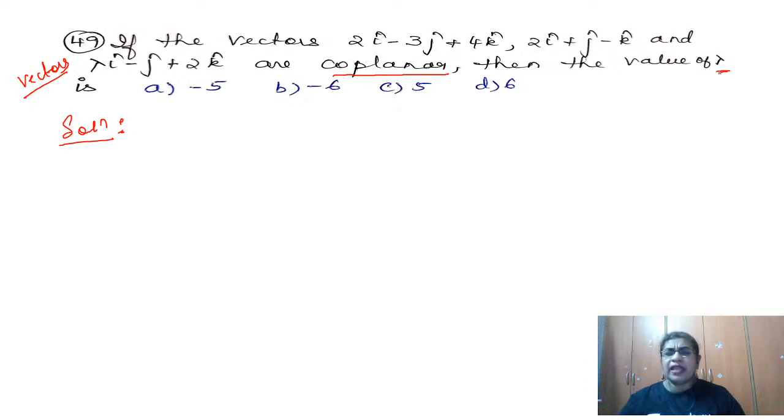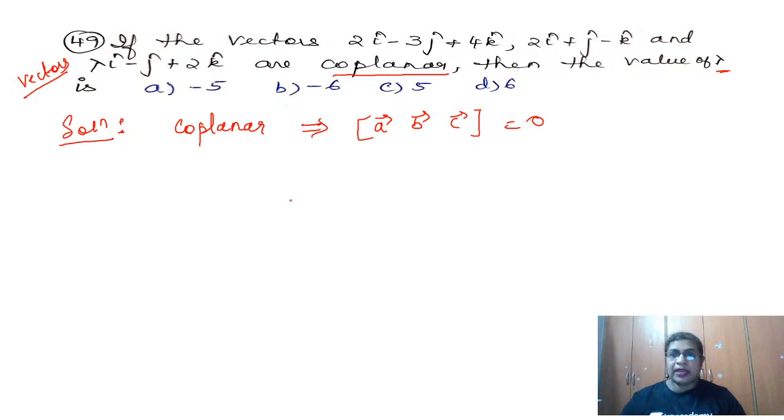What do I understand by the word coplanar? Coplanar means determinant equal to 0. So, for three vectors being coplanar, what is the condition? The scalar triple product of A, B and C is equal to 0. How to find the scalar triple product? It is the determinant, and since it is scalar, in the first line I am not writing i, j and k. I am writing the coefficients of i cap, j cap, k cap of all three vectors and equating to 0, finding the determinant, and we'll get the value of lambda. So let us try.